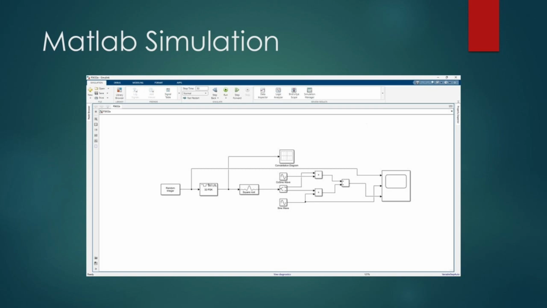Now, we are exploring a 32 PSK modulation system implemented in MATLAB or Simulink. PSK is a digital modulation scheme that conveys data by changing the phase of a constant frequency carrier wave. Specifically, a 32 PSK allows us to transmit 5 bits per symbol, offering high spectral efficiency.